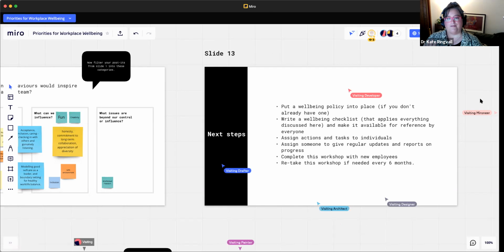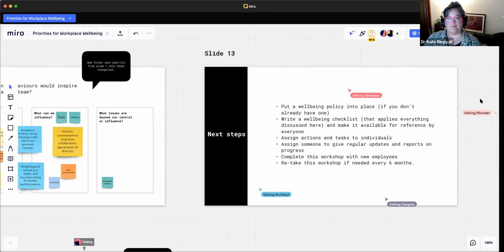And make sure that it applies to everything that we've discussed here, but also other things that maybe we haven't got to yet. And most importantly, make it available as a reference for everyone, and that everyone has also had some ability to be consulted and to include something on that checklist.